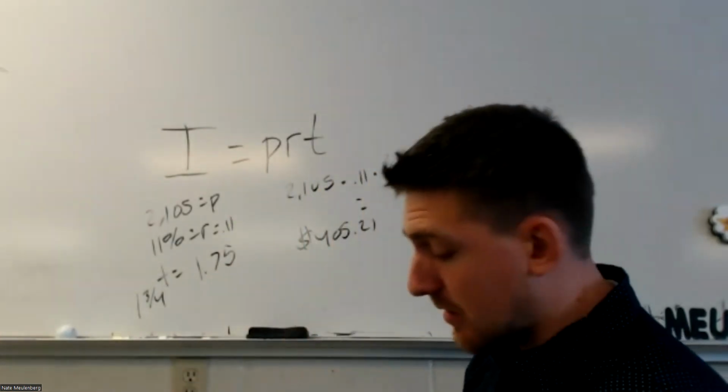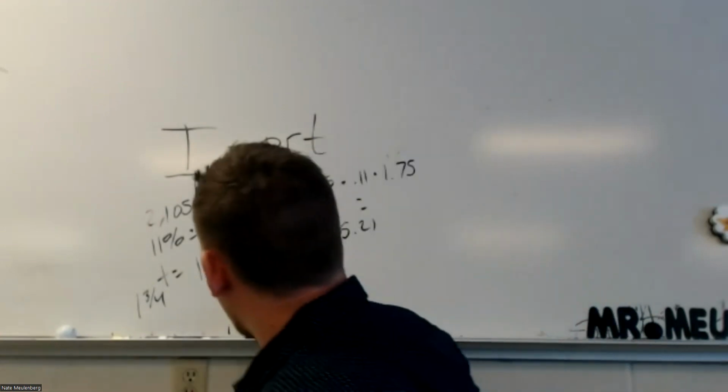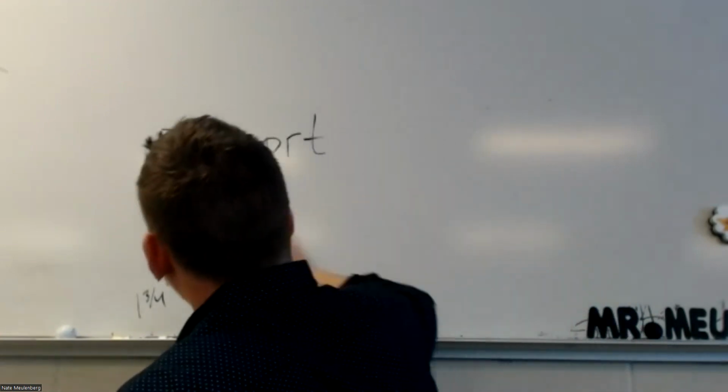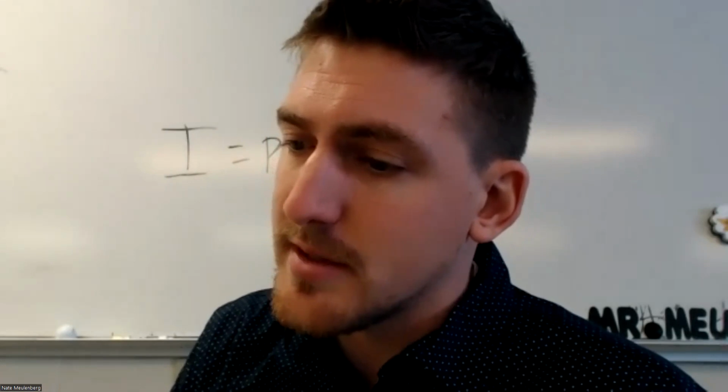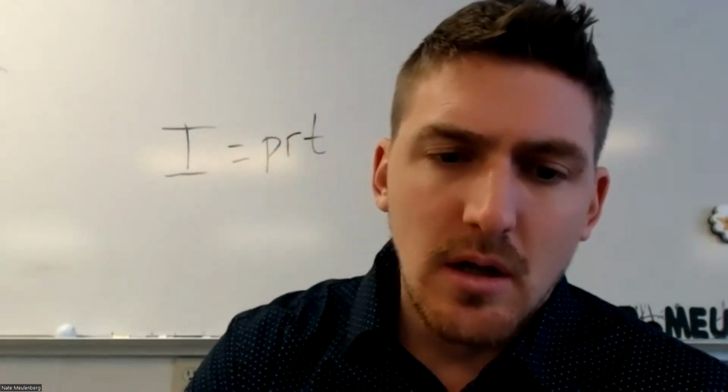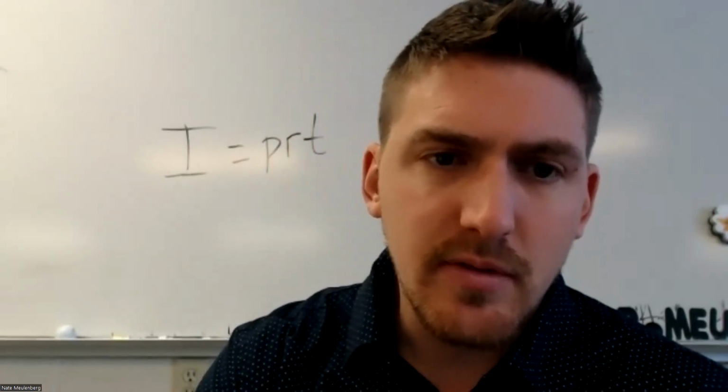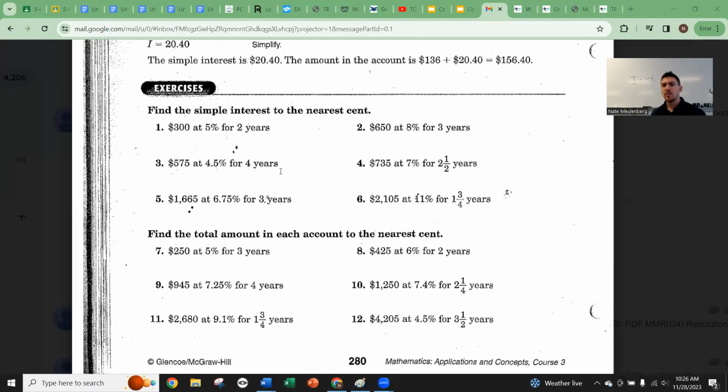Okay, that is how you calculate simple interest. Not too tricky. You guys doing okay? Head nods? Okay, now 7 through 12 are a little bit different. They say find the total amount. So let's say you start with $10,000 and you make like $400 interest. The interest you need to add to the amount you start with.